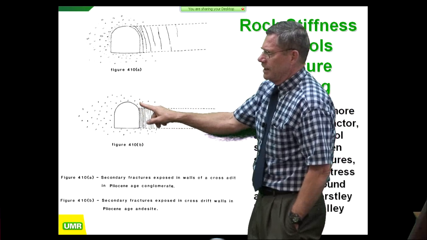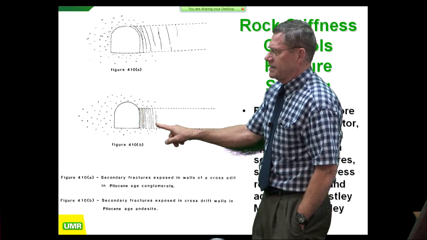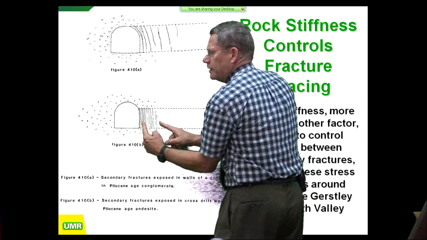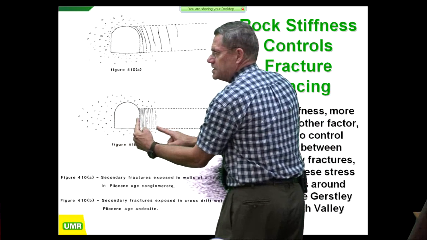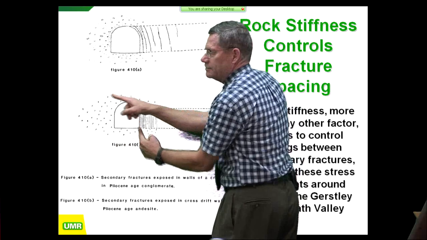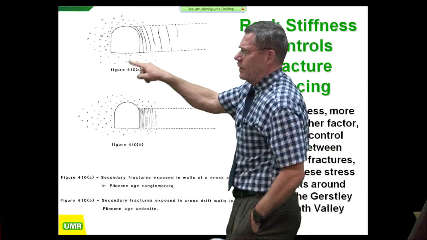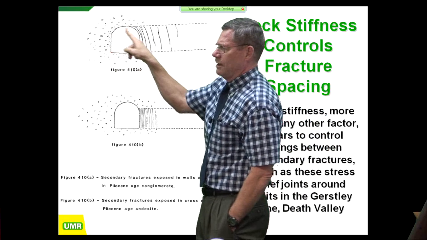That's what this is from. And very closely aligned fractures. And that tells me that the zone of influence around this opening was about 3/4 of the tunnel diameter. This is the zone of relaxation around this opening. Now, we went on down the gangway and we got into conglomerate. The tunnel was actually larger.